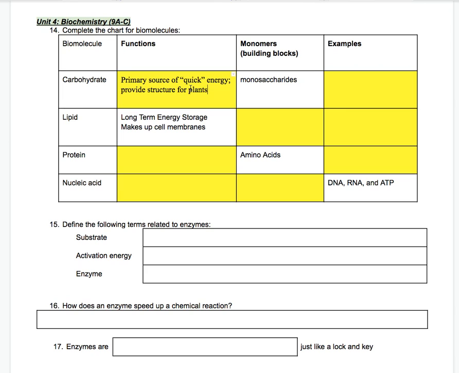Carbohydrates are made of monosaccharides, and examples of carbohydrates can be anything that's a sugar, like your glucose, or your fructose, or your sucrose, or your lactose, basically anything ending in OSE. And it could also be starch.